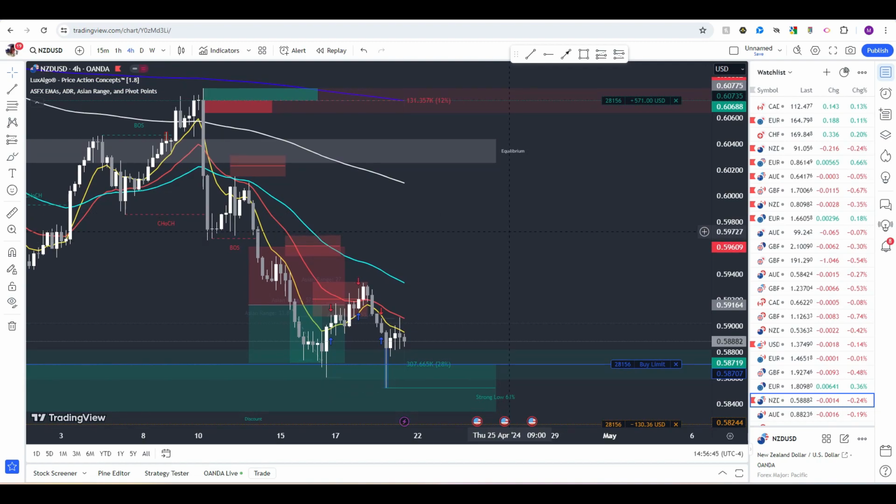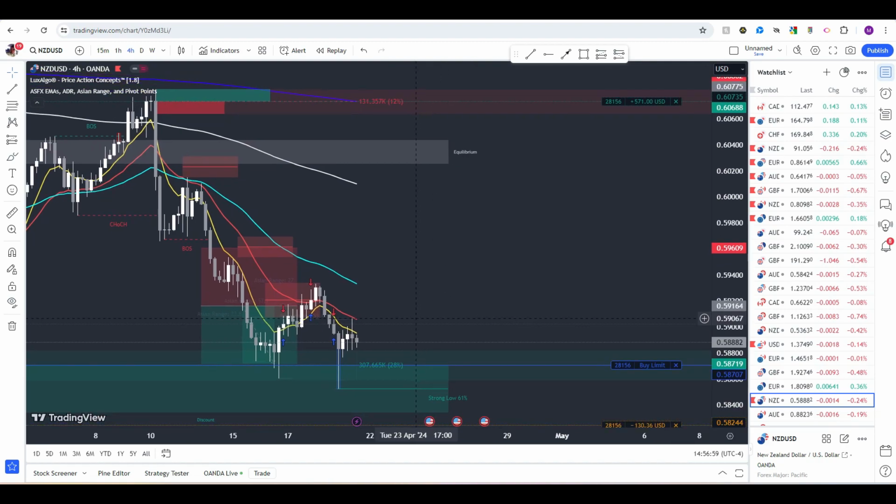For those of you that know the M's and W's, you can see this is a perfect W formation right here for the trade. So this is actually my bias for NZDUSD for next week coming up. But yeah, that's it for my review of LuxAlgo.